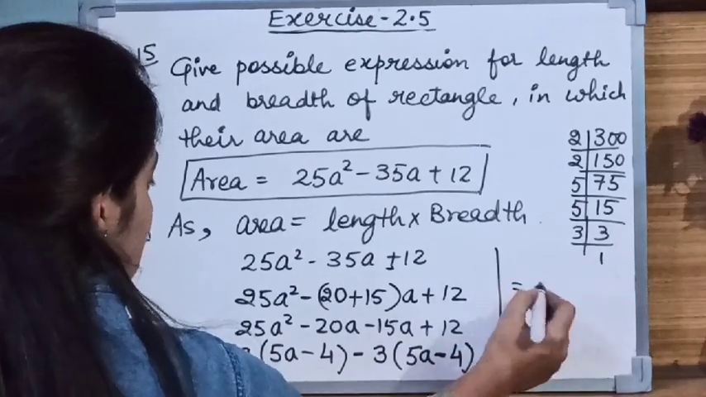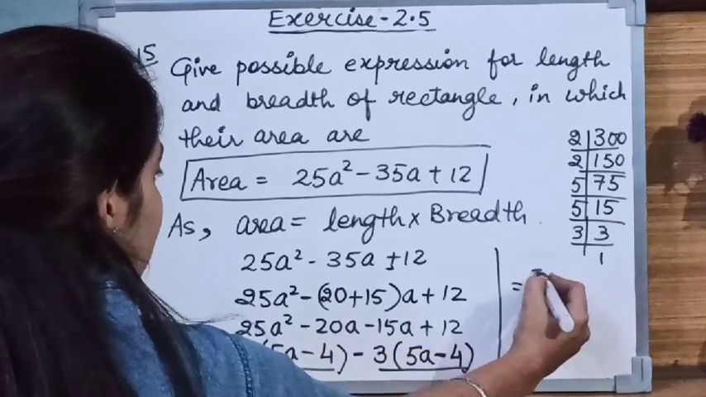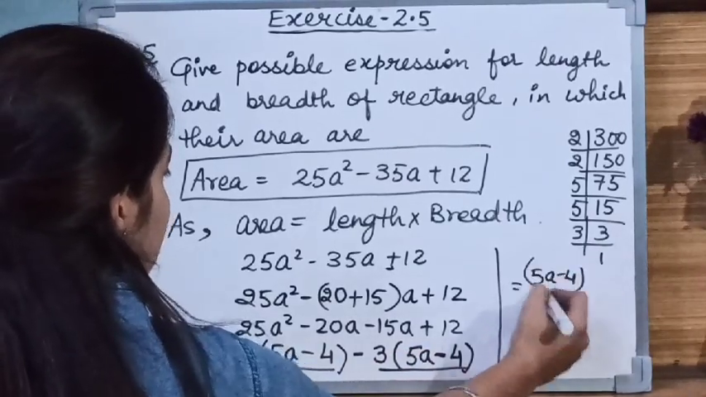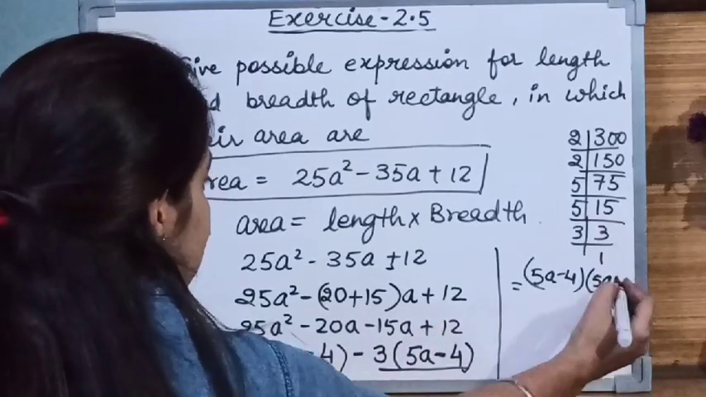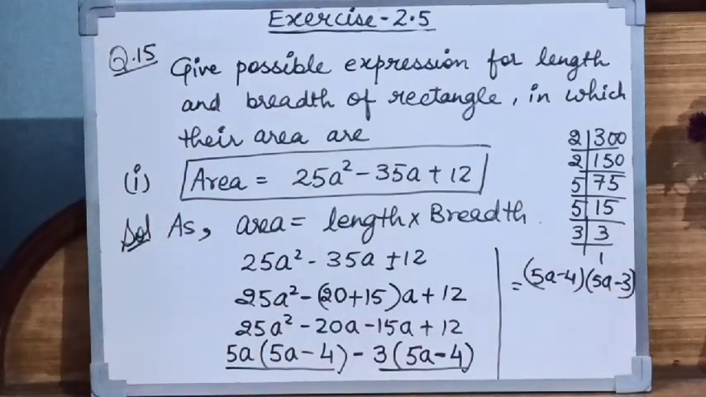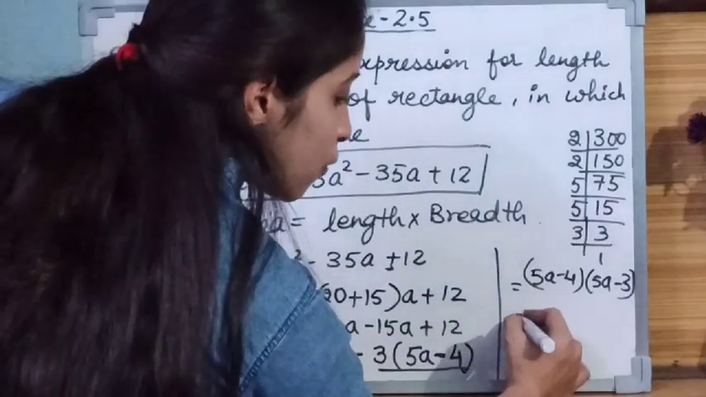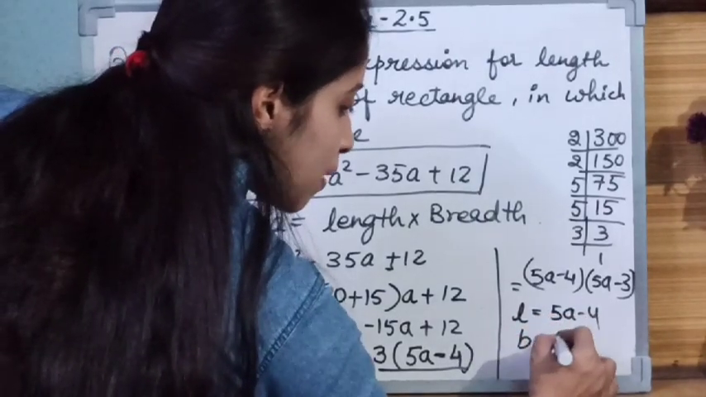Now students, we have these 2 terms, and in these 2 terms, the common one is 5a minus 4. So the remaining terms are 5a on one side and minus 3 on the other. So the factors of 25a square minus 35a plus 12 are 5a minus 4 and 5a minus 3. Therefore, the possible length is equal to 5a minus 4 and breadth is equal to 5a minus 3.